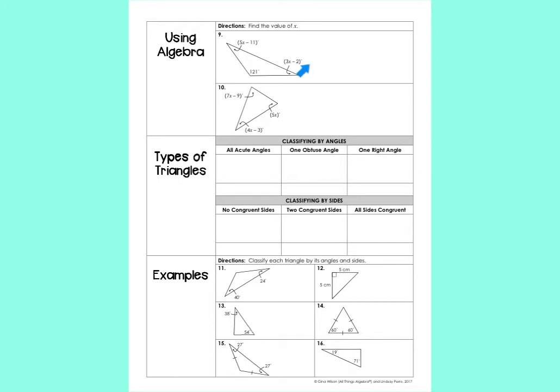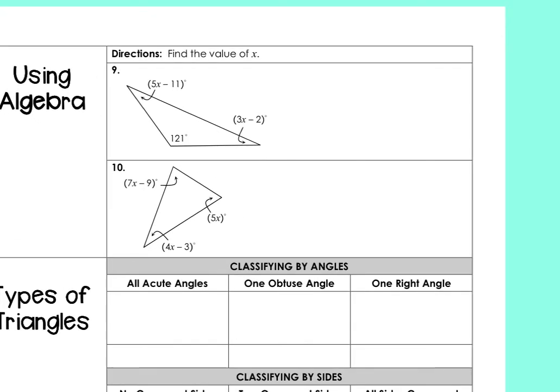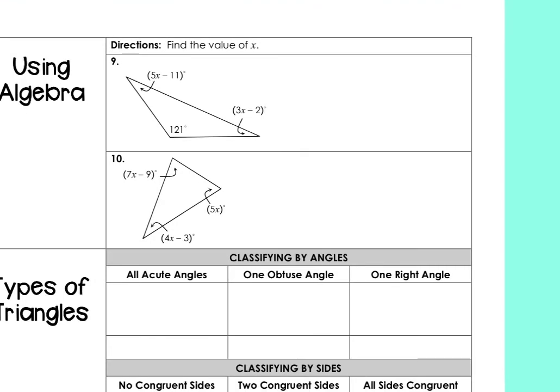Okay, looking at number 9, this time we're going to be using algebra to find the value of x. So we know that the interior angles inside a triangle all combine to equal 180 degrees. So I'm going to start by writing an expression where I'm combining each of these angle measures. So the red angle, 5x minus 11, plus I'm using blue for the next angle, 3x minus 2, plus the final angle, I'll use green, that's 121. These are all going to add up to 180.